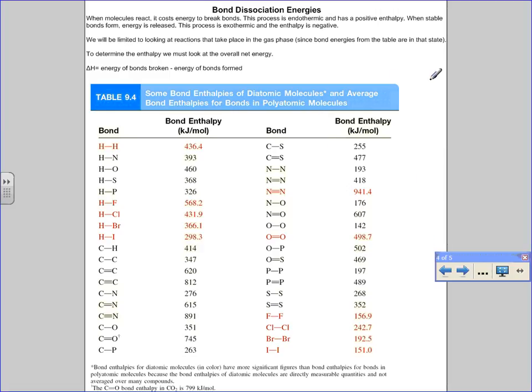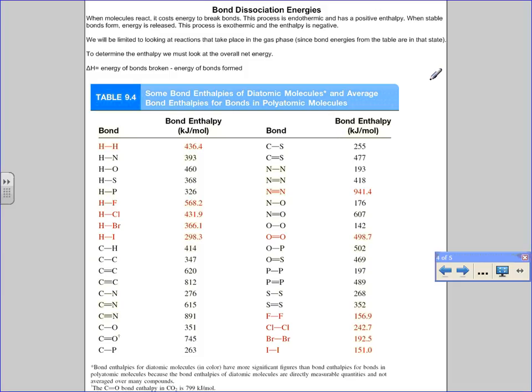Now we're going to examine the first way that we can calculate delta H for a reaction. As I said previously, there are going to be 4 ways that you can calculate delta H, and it depends on the information that you're given. The first way that we're going to use is bond dissociation energies.